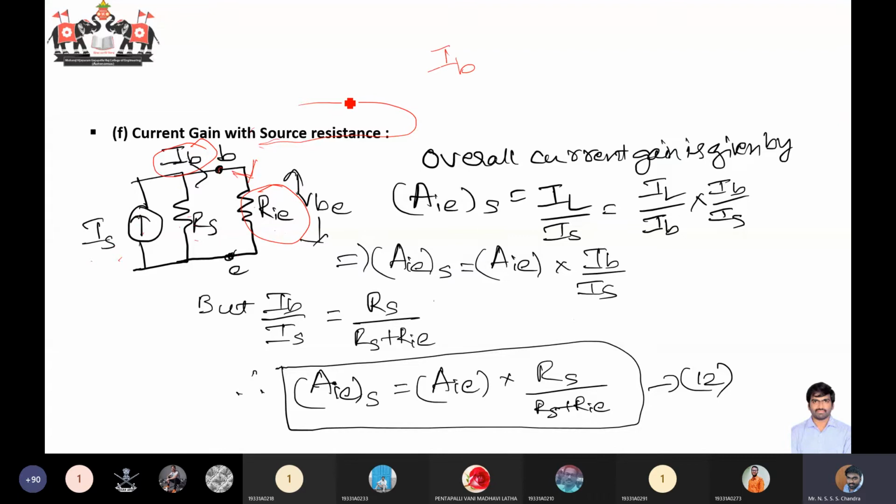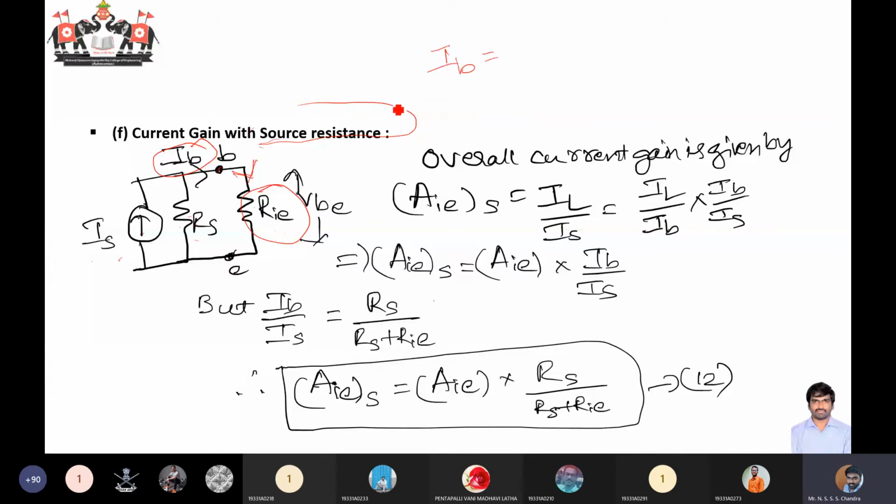What will be your IB? How do you find out this IB value? When two resistances are in parallel and you want to find out the current in one branch, how do you find out? Do you remember this equation: opposite resistance by total resistance into the source current? Do you remember this?